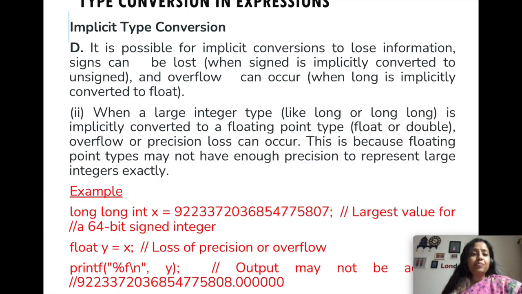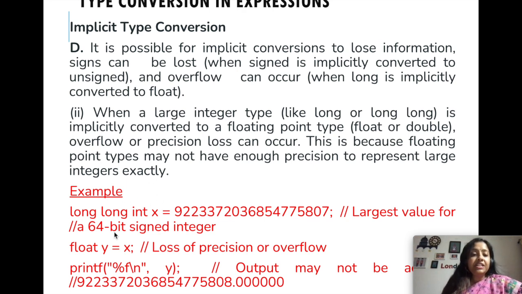Coming to the next point. When a large integer type like long or long long is implicitly converted to floating point type, that is float or double, overflow or precision loss can occur. This is because floating point types may not have enough precision to represent large integers exactly.